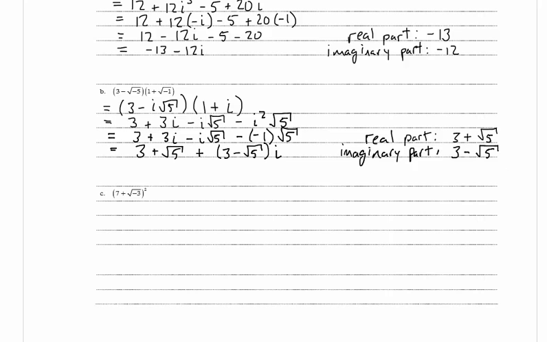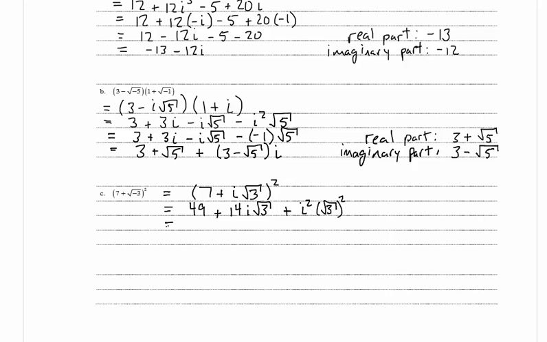In c, we have (7 plus the square root of negative 3) squared. So the first thing I'm going to do here is rewrite this without the negative inside the radical. So I have (7 plus i square root of 3) squared. And now we have a perfect square trinomial, and this is equal to 49 plus 14i square root of 3 plus i squared times the square root of 3 squared.